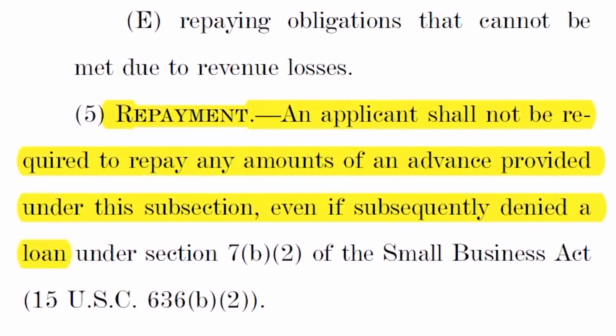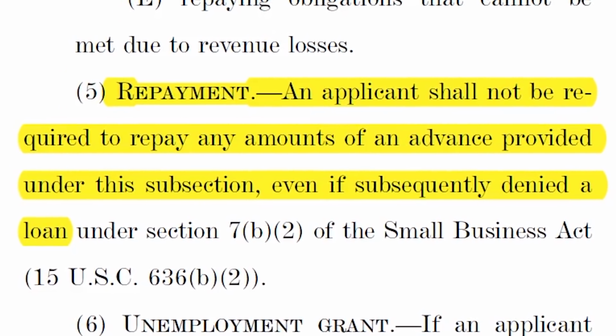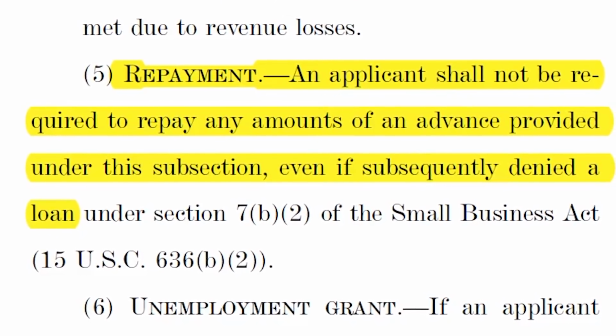An applicant shall not be required to repay any amounts of an advance provided under this subsection, even if denied a loan. So even if they deny your loan, according to this, it's saying that you don't have to repay it. So if you get a loan greater than $10,000, that can also possibly be forgiven.